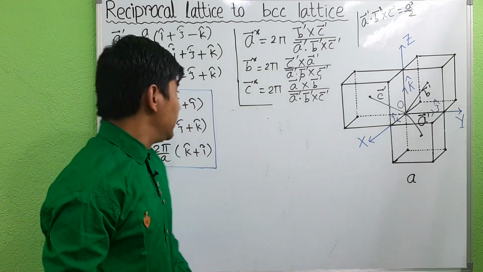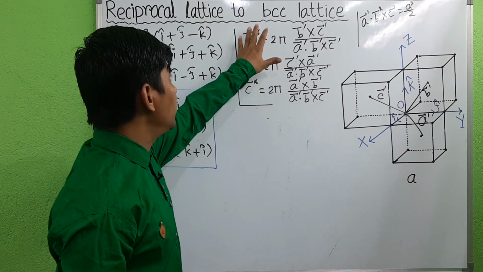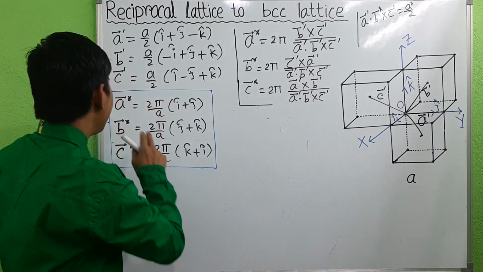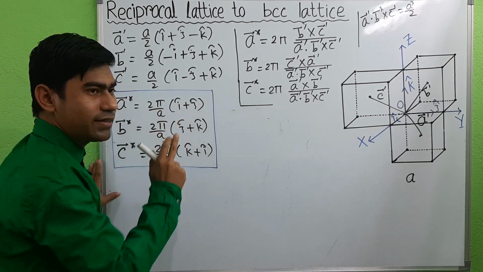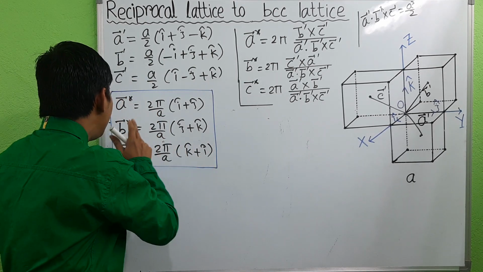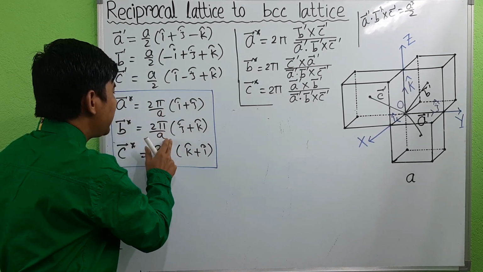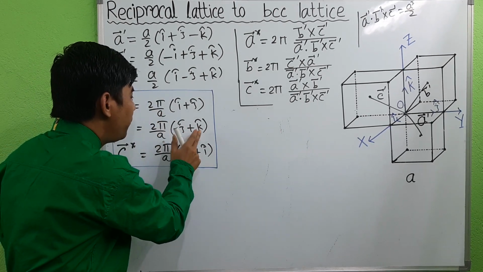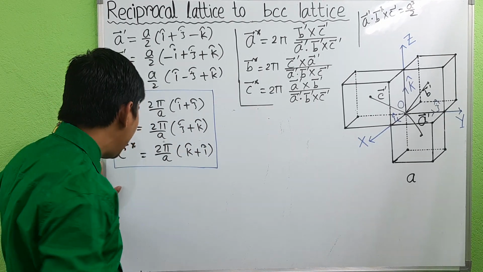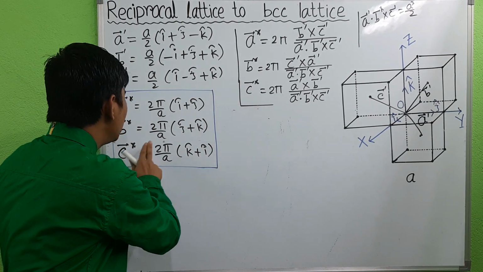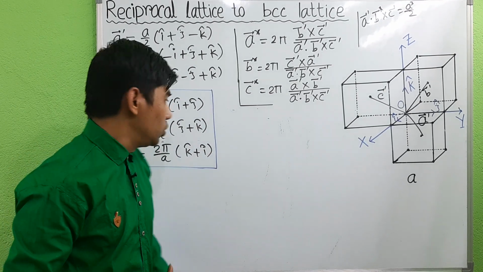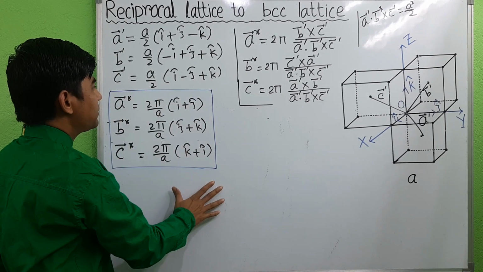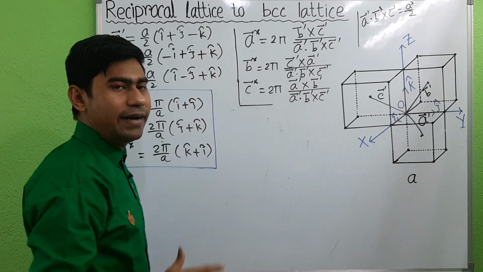So the reciprocal lattice vectors to the BCC lattice are: a vector star is 2 pi by a (i cap + j cap), b vector star is 2 pi by a (j cap + k cap), and c vector star is 2 pi by a (k cap + i cap). So these are the reciprocal lattice vectors to the BCC lattice.